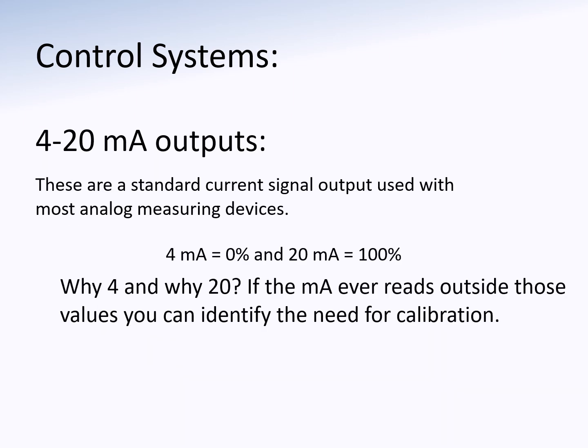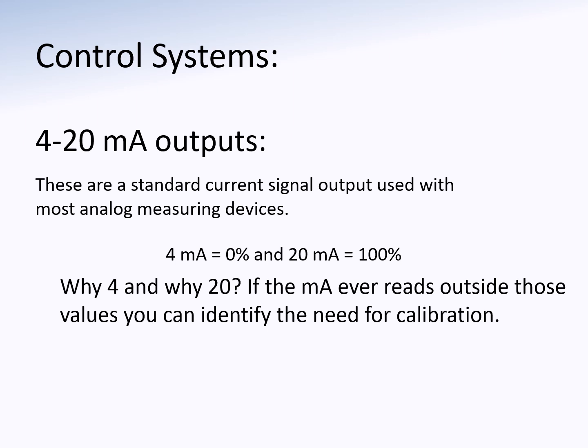Okay, so we've talked a little bit about 4 to 20 milliamp outputs in the past. That primary instrumentation needs to go through a 4 to 20 milliamp converter in order for that to be displayed in the secondary instrumentation. But why the 4 to 20? That's really just because if that milliamp reading ever goes outside of those values, you can identify that there's a need for calibration.